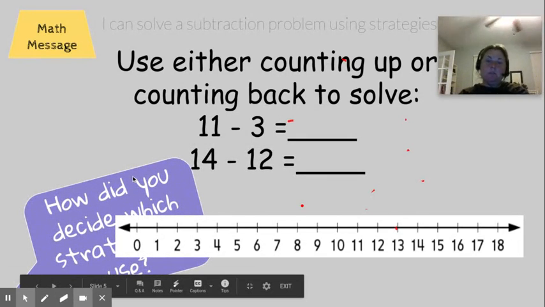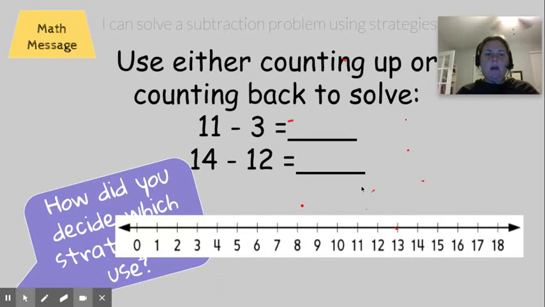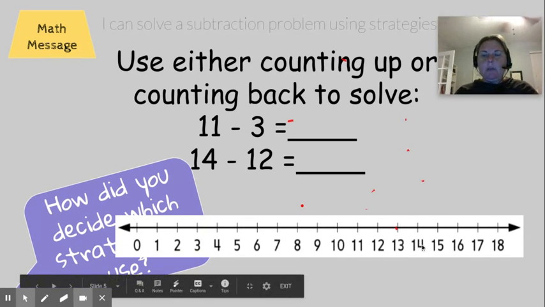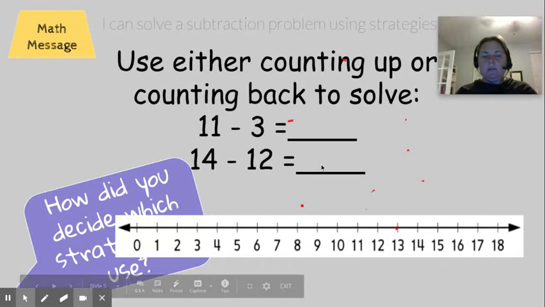14 minus 2, 12. How are we going to decide which strategy to use? Well, this time I'm going to start with 14, and I'm going to count back to 12. Let's count and see how many that is. 1, 2. So we know 14 minus 12 is 2.